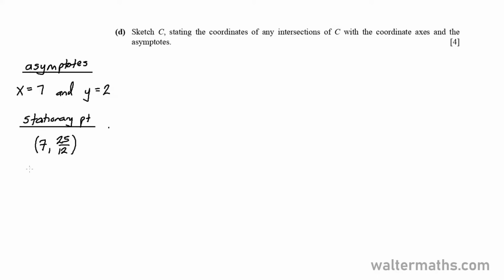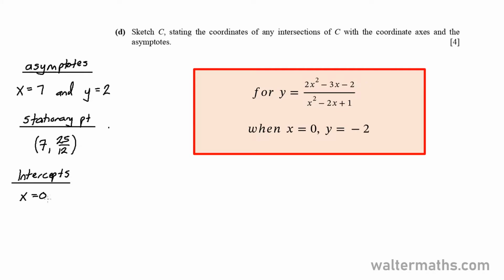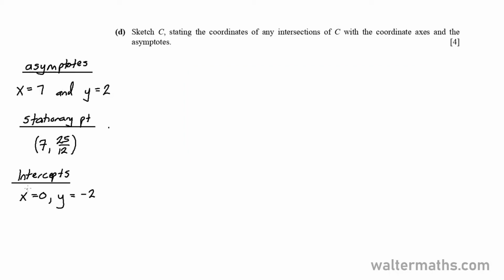Again, we are going to need to consider the intercepts. Now, for the intercepts, we can start with the y-intercept, and the y-intercept occurs when x is equal to 0. And when x is equal to 0, substituting that into the equation, we get that y comes out as minus 2. And for the x-intercept, it occurs when y is equal to 0. And when y is equal to 0, we need to find the values of x right there.